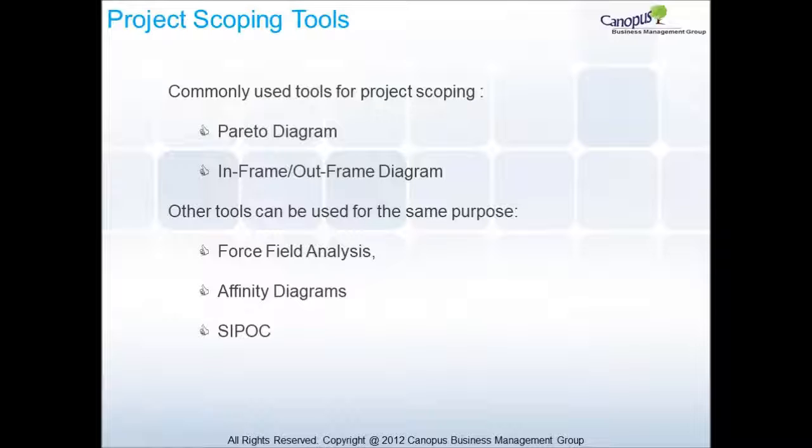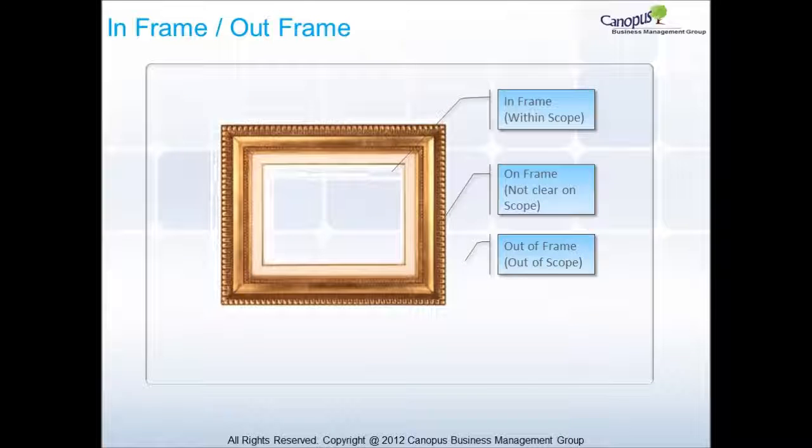Let's now study the in-frame, out-frame diagram in more detail. As illustrated in the diagram, in-frame refers to aspects which are within the scope of the project. On-frame refers to aspects which are left to be decided. And out of the frame refers to aspects which are excluded from the scope of the project.